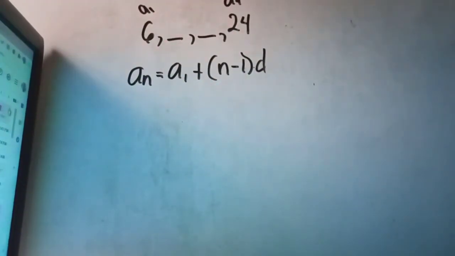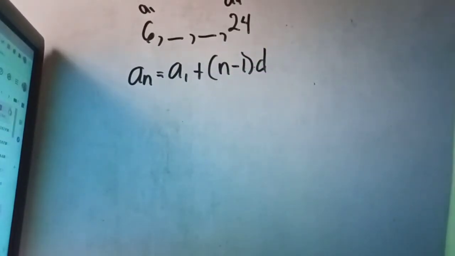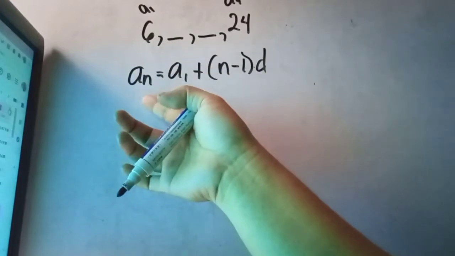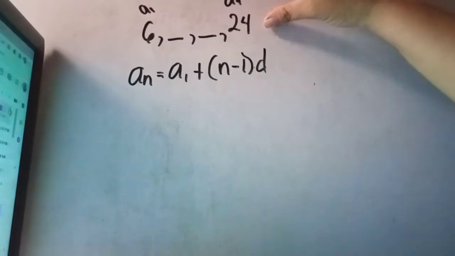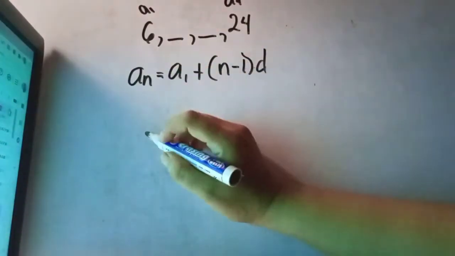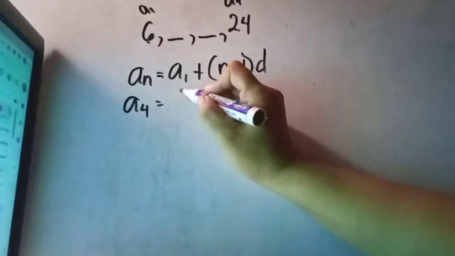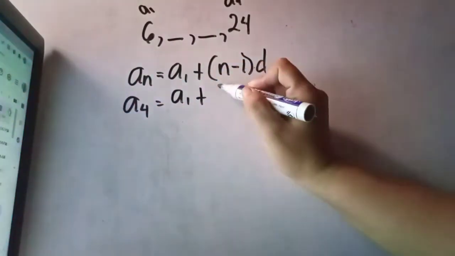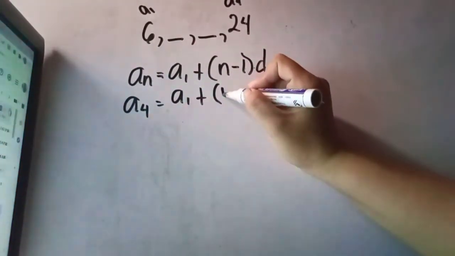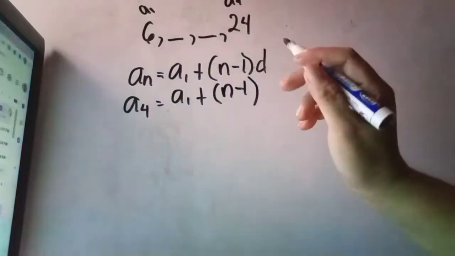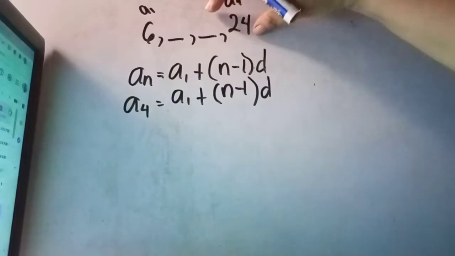So, paano natin hahanapin si d? Isa-substitute lang natin yung mga value, no? So, yung a sub n natin, ang kukunin natin is yung mas mataas, which is yung a sub 4. Okay? So, a sub 4 equals first term plus ang ating n is 4. Yan, fourth term minus 1, and yung ating d is unknown. Si a sub 4 ay may value na 24.